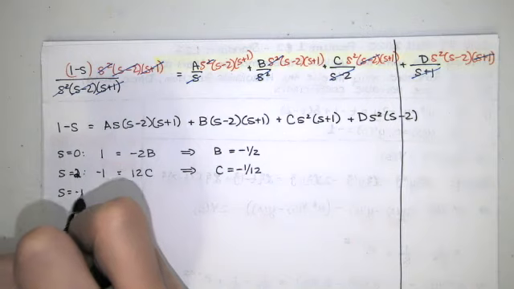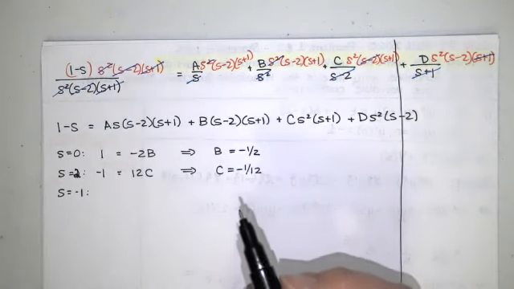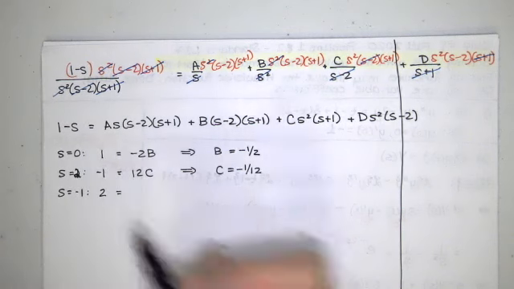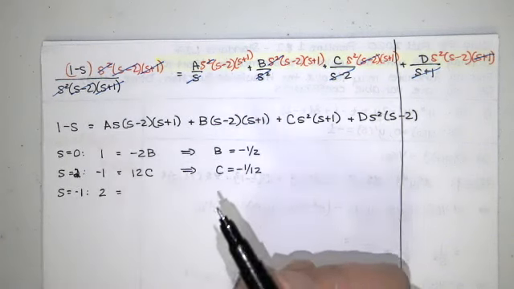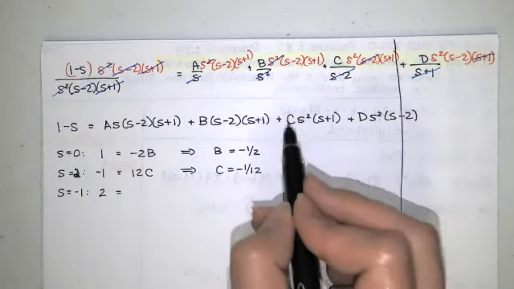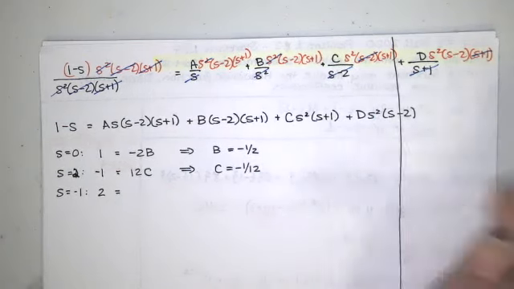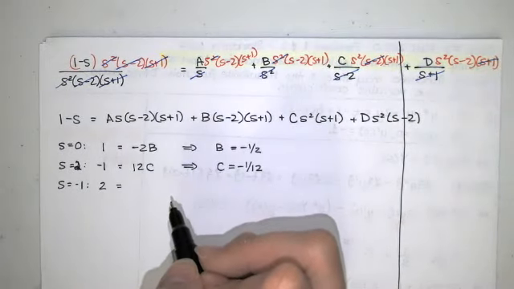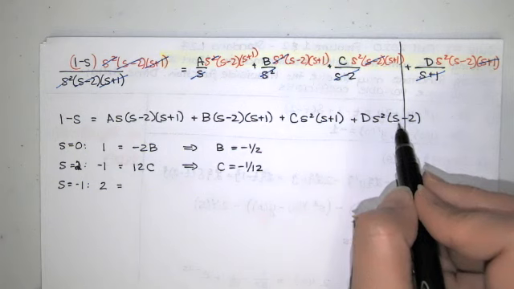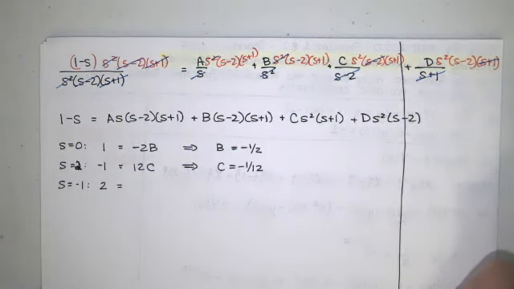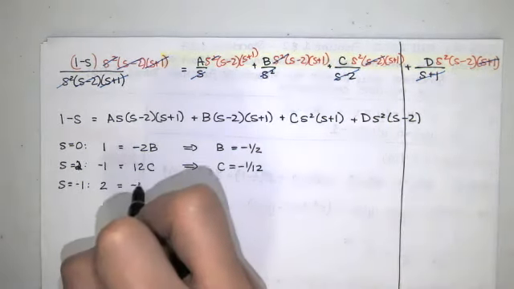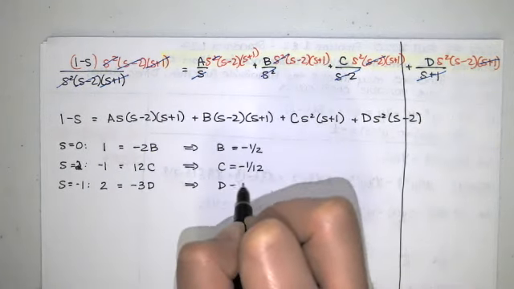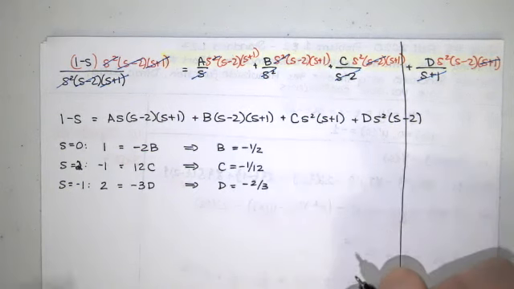Then we'll let s equal negative 1 to cause the s plus 1 factor to be 0. Negative 1 minus 1 is negative 2. So we'll have a times 0 plus b times 0 plus c times 0. The only one that's non-zero is this term over here. So we'll have d times negative 1 squared, which is positive 1. And negative 1 minus 2 is negative 3. So we'll have negative 3 times d equals negative 2. So d equals 2/3.